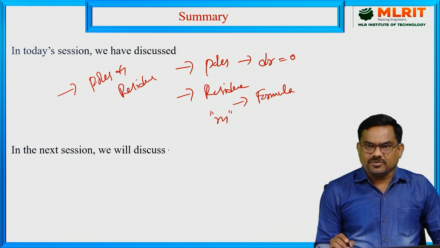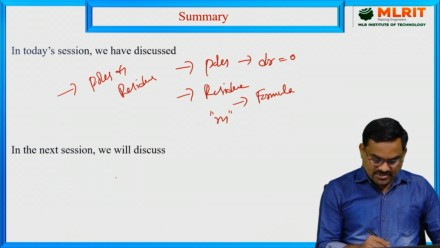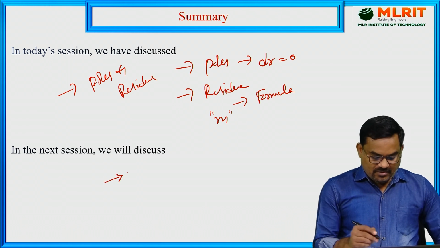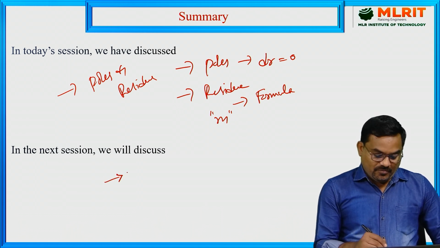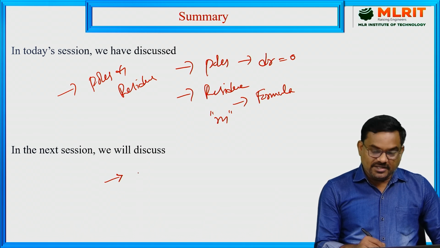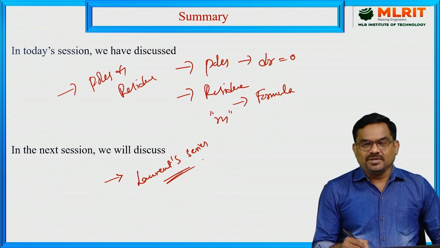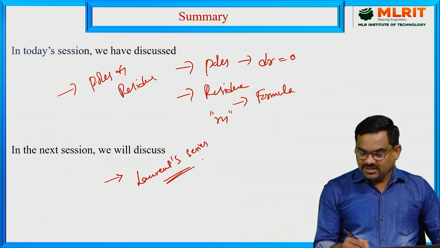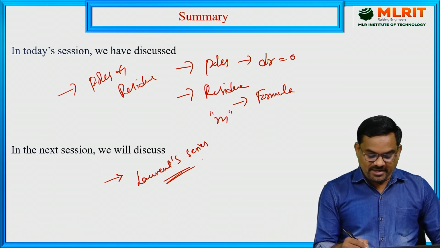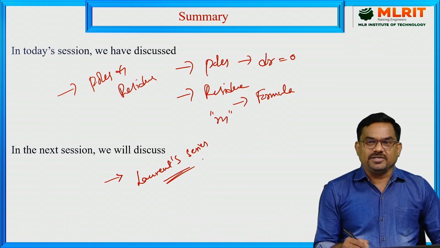So this is for today's session, and in the next session we are going to find the residues using the Laurent series expansion, and that is the actual definition. The residue at a pole is the coefficient of 1 by (z minus a) in the Laurent series expansion. So those problems will be discussed in the next class.